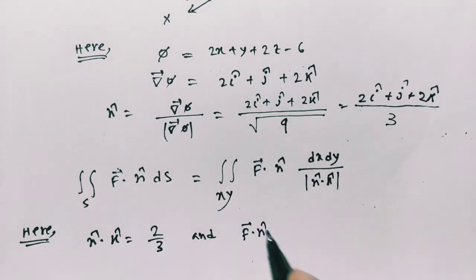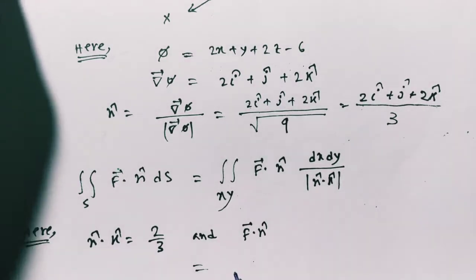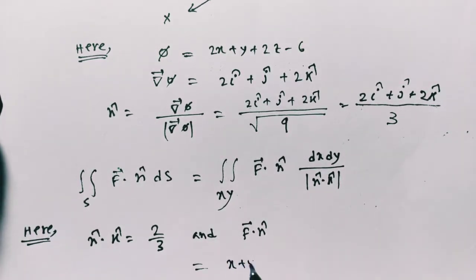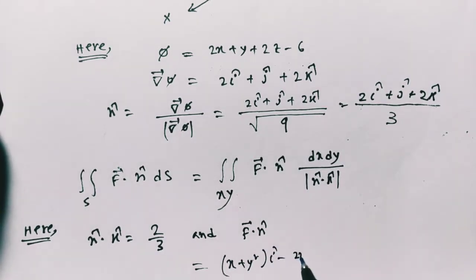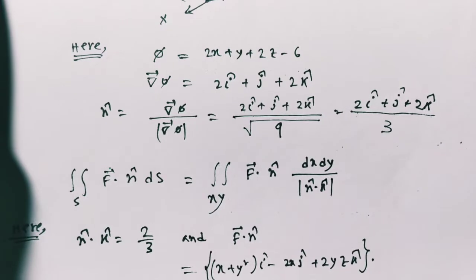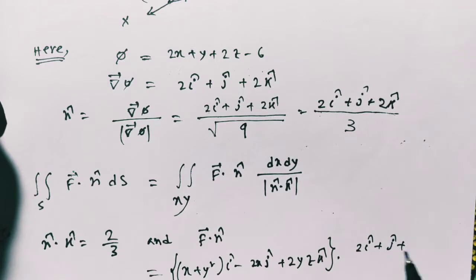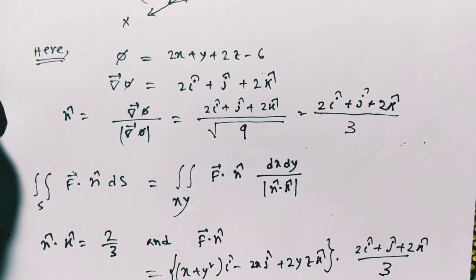F dot n will be equal to, f we have given here, f was (x plus y square) i cap minus 2x j cap plus 2yz k cap, dot. We have to take a dot product with n cap. N cap is this, so we can write it like this: 2i plus j plus 2k divided by 3.